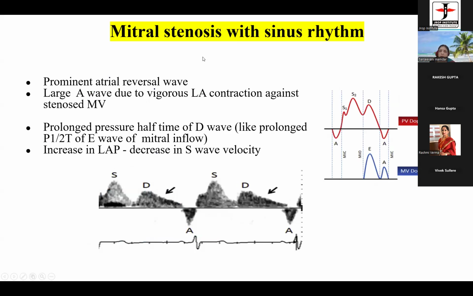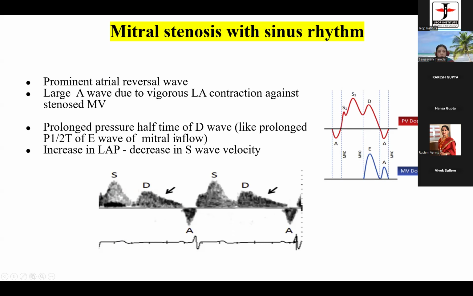So coming to mitral stenosis within sinus rhythm, there is a prominent atrial reversal wave. Why? Because there is vigorous LA contraction against the stenosed mitral valve. This is a large A. The LA has to contract vigorously to overcome that stenosis.